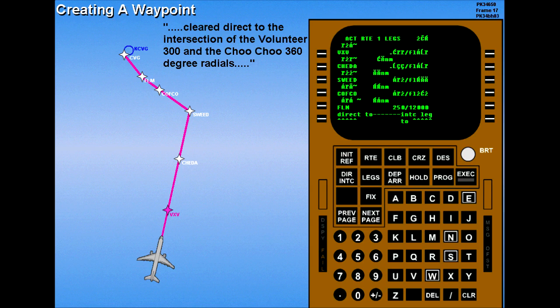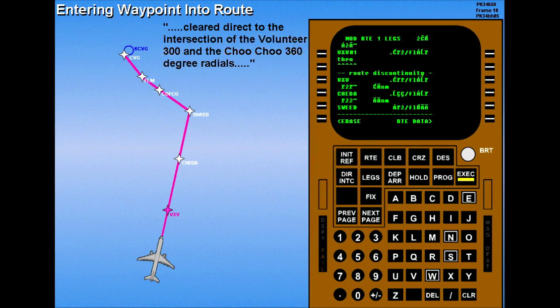To create the new waypoint, enter the first identifier and its radial. Follow the first entry with a slash, then enter the second identifier and its radial. With the entry verified, line select it to the Direct to box prompts.